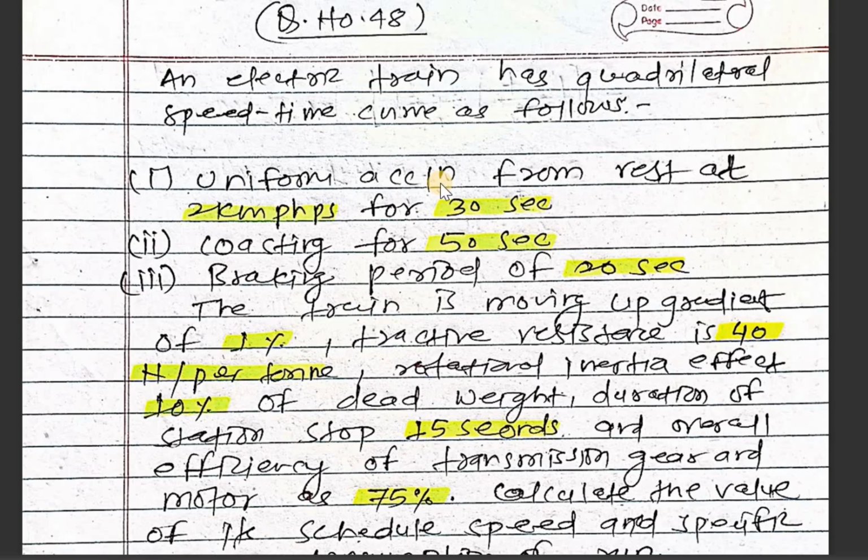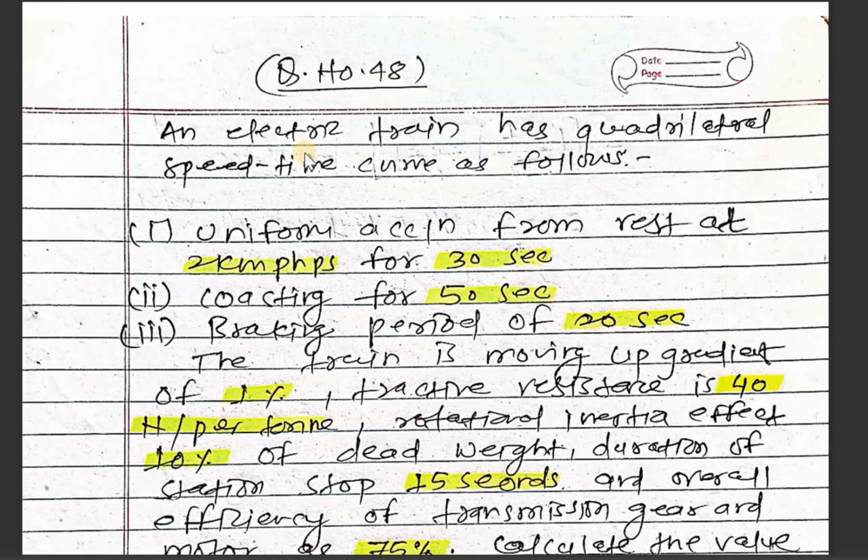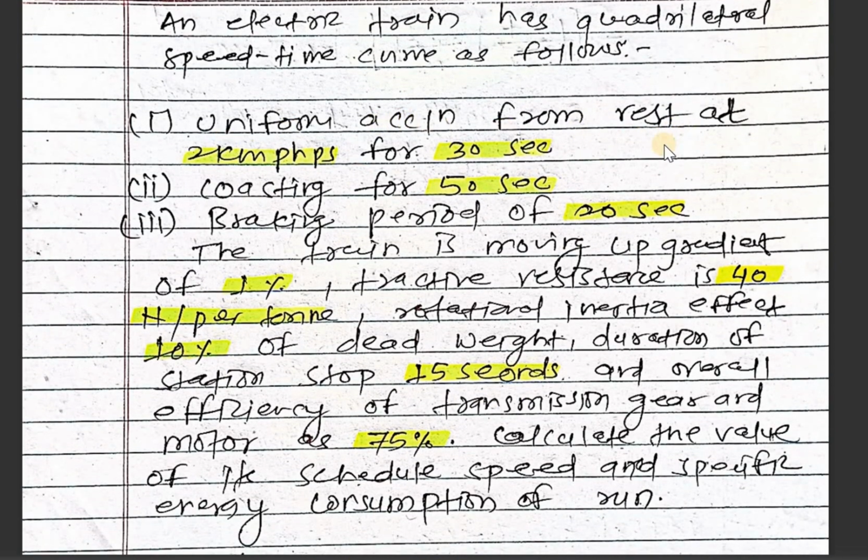Hello everyone. Again, welcome to the numerical series on utilization, and today our numerical problem is: an electric train has a quadrilateral speed-time curve as follows. Uniform acceleration from rest at 2 km per hour per second for 30 seconds, coasting for 50 seconds, and braking for 20 seconds. The train is moving up a gradient of 1%.